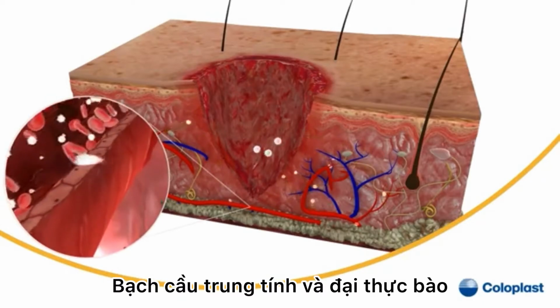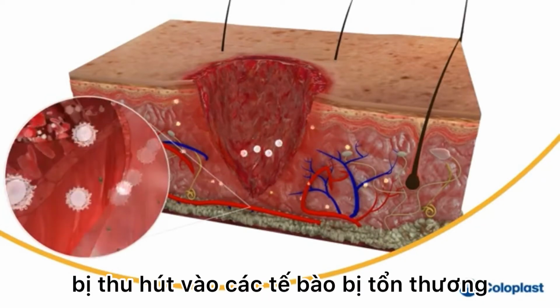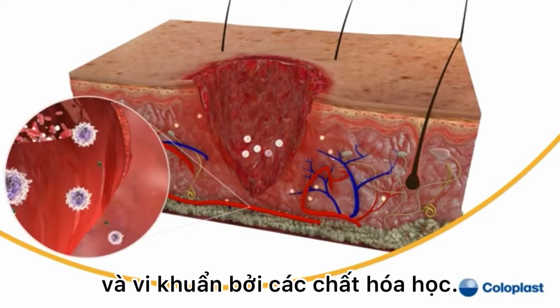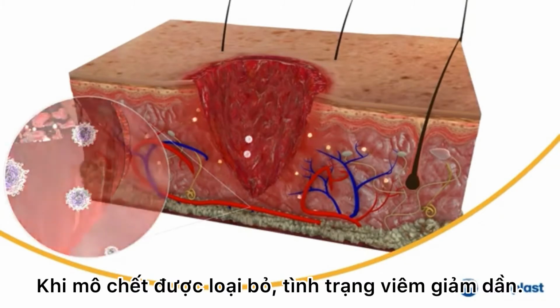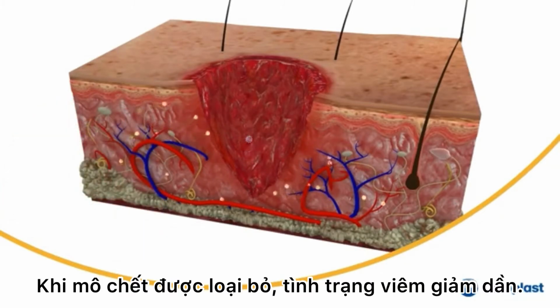Neutrophils and macrophages are attracted to the damaged cells and bacteria by chemical substances. They become phagocytic and engulf dead tissue and bacteria. Once all the dead tissue is eliminated, the inflammation gradually subsides.